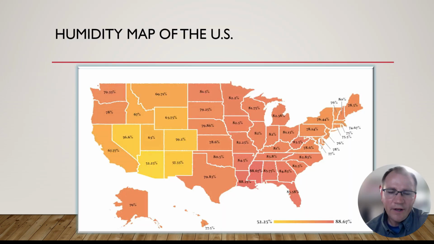I wanted to quickly drop in this slide of a humidity map of the U.S. As you can see in this slide, you're going to have definitely more humid areas in the southeast, all the way up through the Northeast, the Great Lakes, and the upper Midwest.